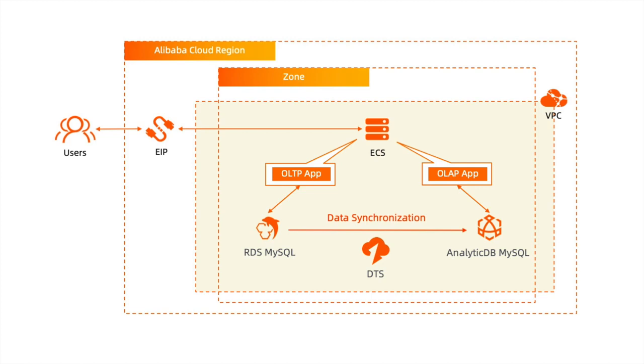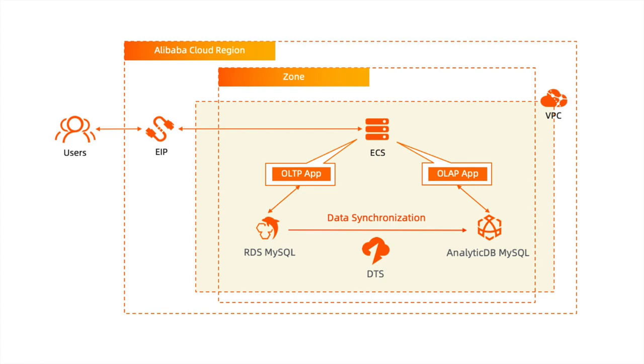The script will first create RDS MySQL instance as the OLTP database and AnalyticDB MySQL as the OLAP data warehouse. Then build a DTS data synchronization channel connecting the database and the data warehouse.